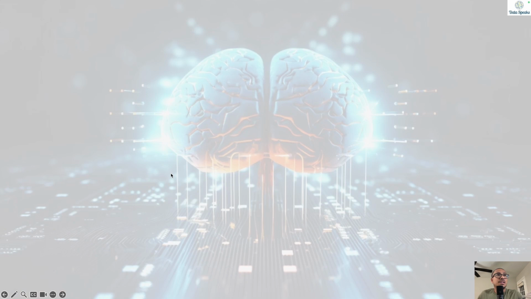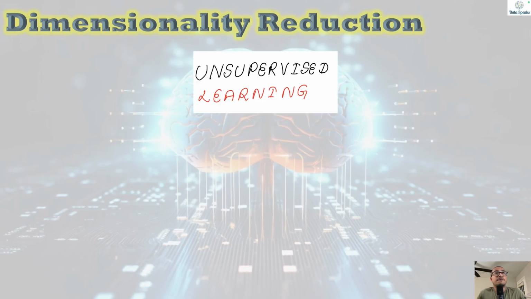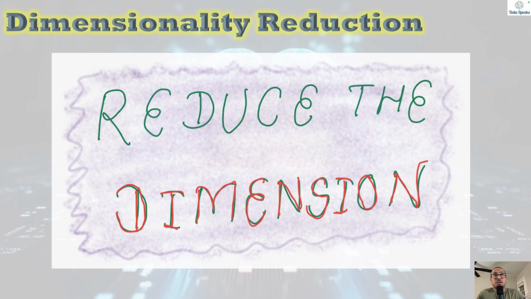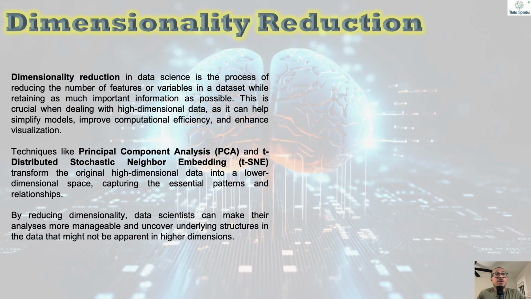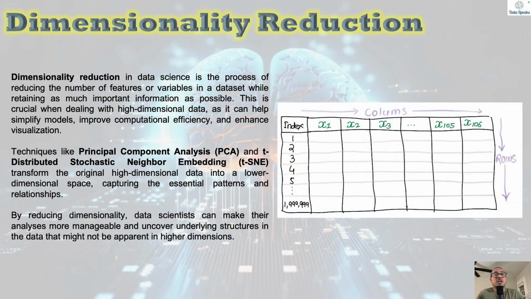Now, the immediate next thing that we will be learning about is dimensionality reduction. In unsupervised learning, first we learned about clustering. Next is dimensionality reduction. What exactly is dimensionality reduction? When you have a large amount of data, not only the number of rows, the rows can be hundreds and thousands and millions and billions of rows. How about the number of columns?